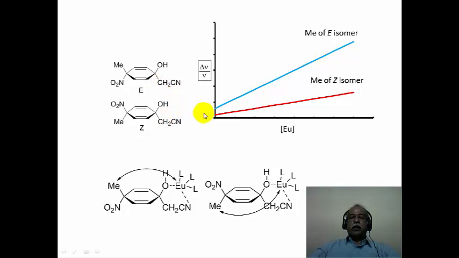So when you have both the isomers, if you determine the relative slope of these two curves that are seen here, the one with the larger slope obviously belongs to the one where the europium coordination and the methyl are cis with respect to each other, which is the E isomer in this particular case.